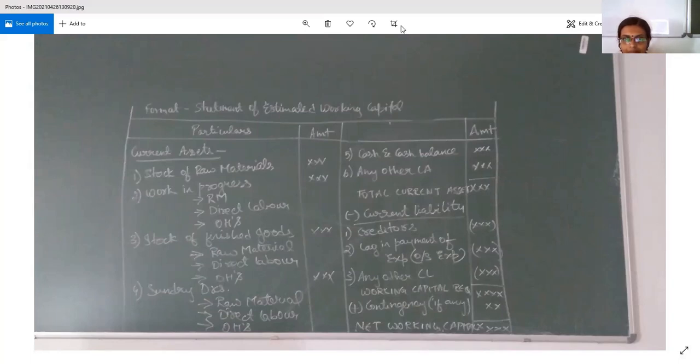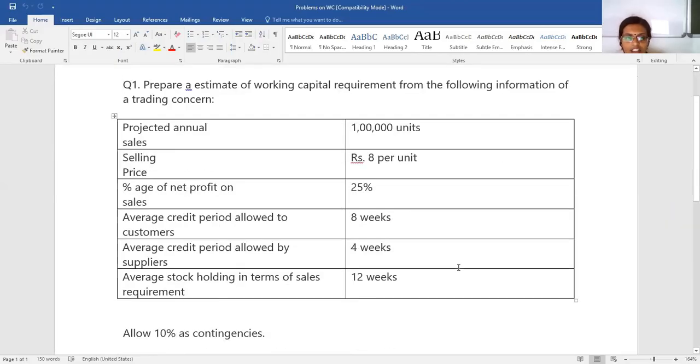Okay. So I'll share the screen. Okay, hope the question is viewable. They have told us to prepare an estimation of working capital requirement from the following information of a trading concern. Now, the first information that they've told is projected annual sales, which is 1 lakh units, which means the company is producing 1 lakh units, and the selling price of 1 unit is rupees 8.